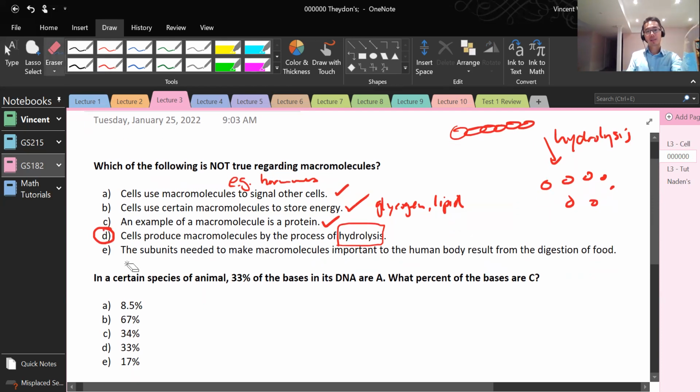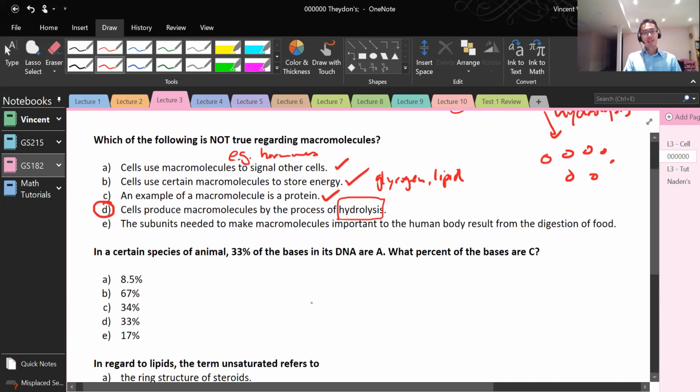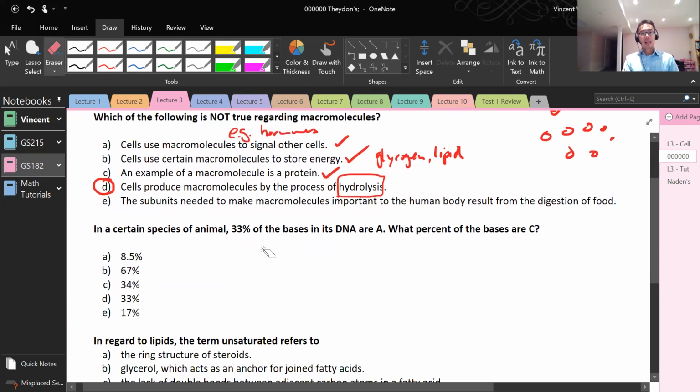And the next one: subunits, just talking about the monomers, that are needed to make macromolecules result from digestion of food. In other words, where do we get the raw material to build all these macromolecules that we need? We need to get it from the food. So this is another one, and this is one of the application questions in the study guide. So let's take a look how to do it.